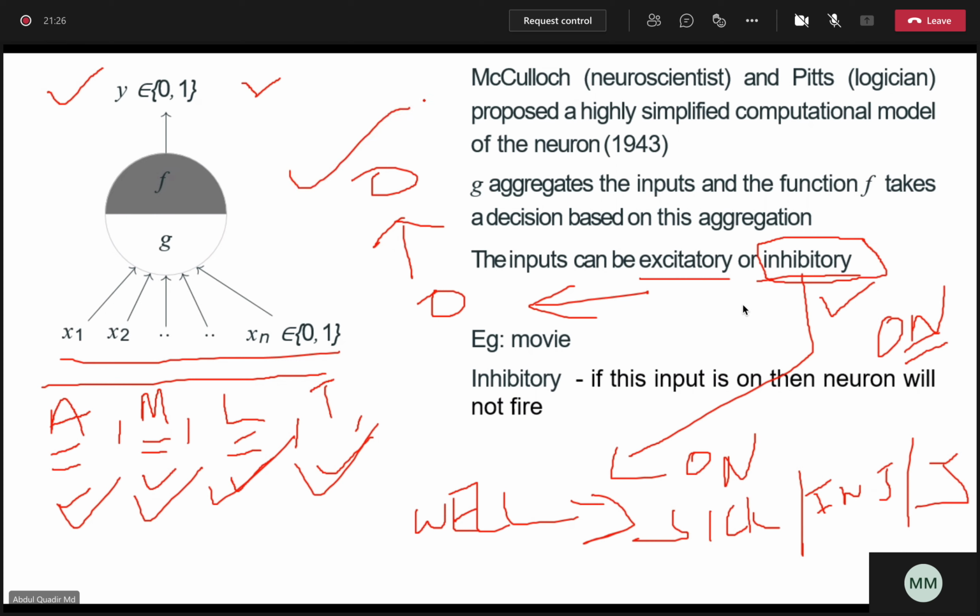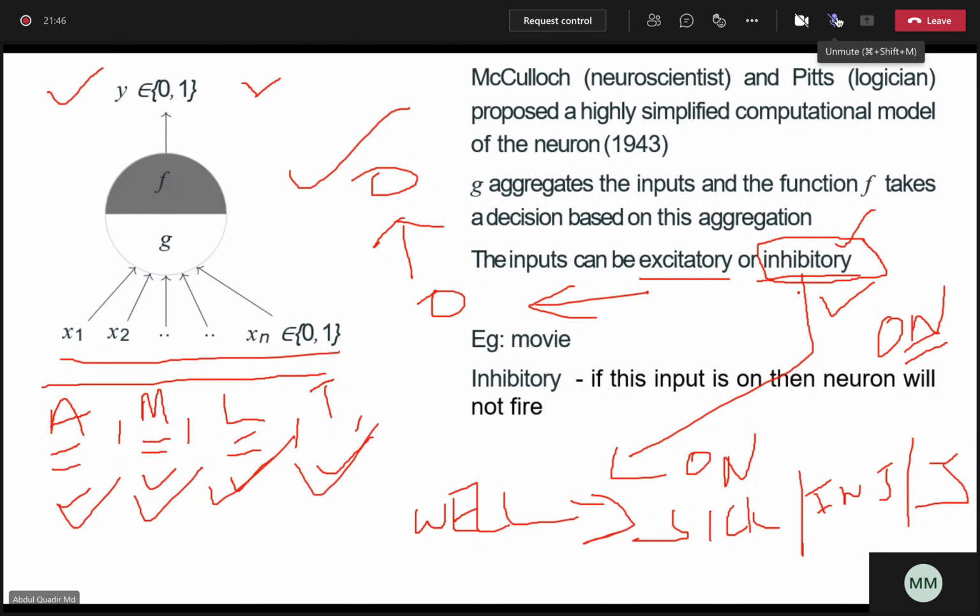Are you getting the point, students? What is an inhibitory input? Are you getting the point, students? Yes, sir. So, if my input is inhibitory, irrespective of whatever may be the other inputs, I am done.